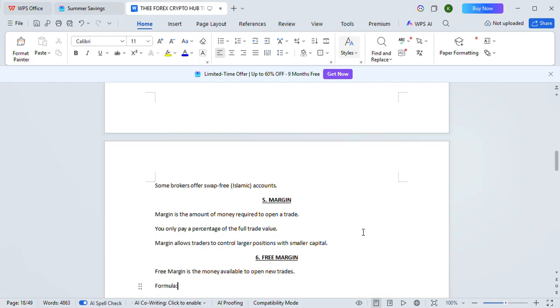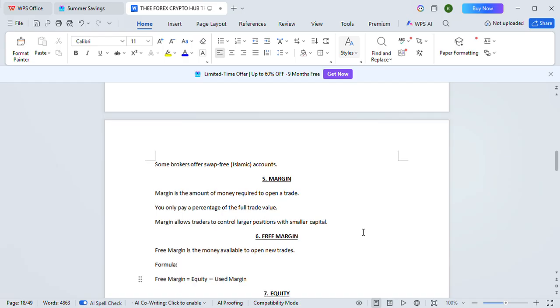$1.5 so that your trade can execute or is going to accept, right? Margin allows traders to control larger positions with smaller capital. That's true, because we have currencies with lower margins like USD JPY, AUD USD, GBP USD. All these pairs you can trade them with less than $1.